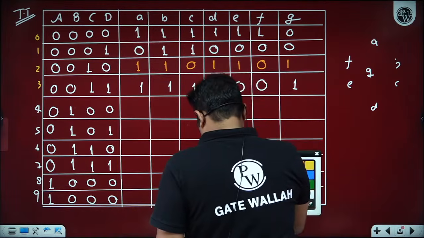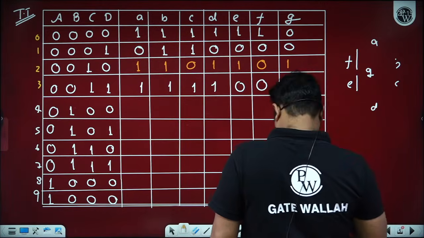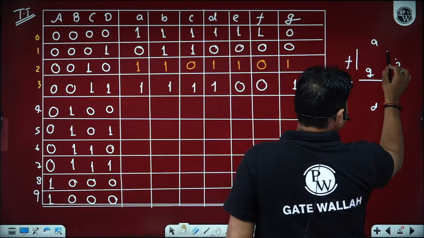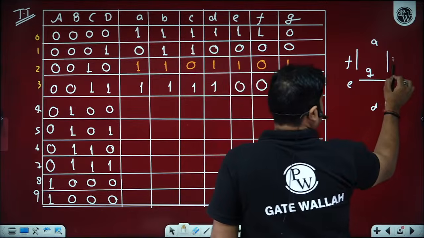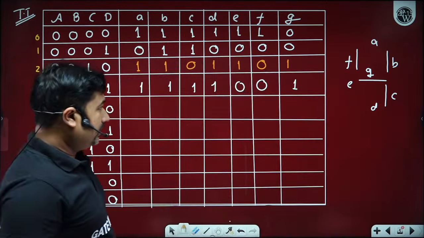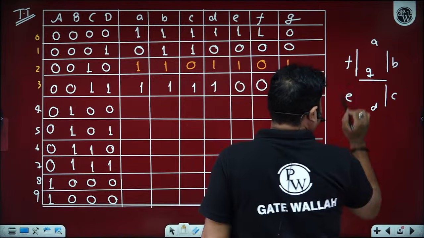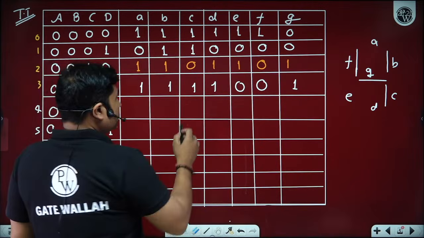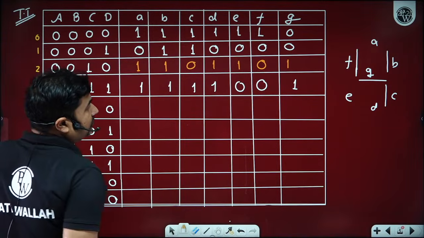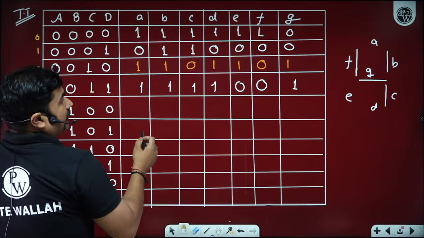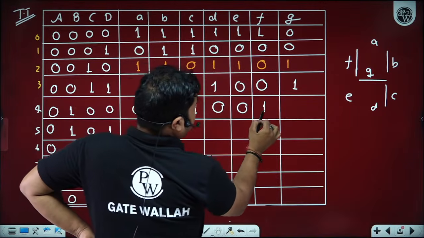To display 4, F, G, B, C need to be high. Okay. And E, D and A need to be low. So sir, to display 4, if we are representing 4 like this, we have A low, B high, C high, D low, E low, F high, G high.